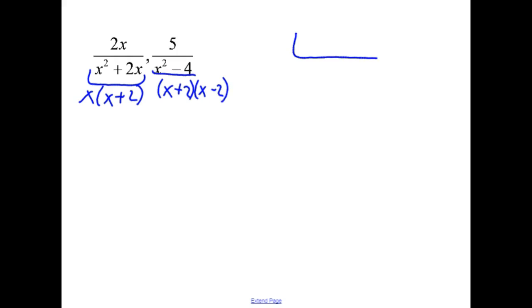Here we have our denominators x squared plus 2x. That factors to x times x plus 2. X squared minus 4 factors to x plus 2 times x minus 2. So we're going to come over here, find our common denominator. X times x plus 2 for the first fraction, and x plus 2 times x minus 2 for the second fraction.